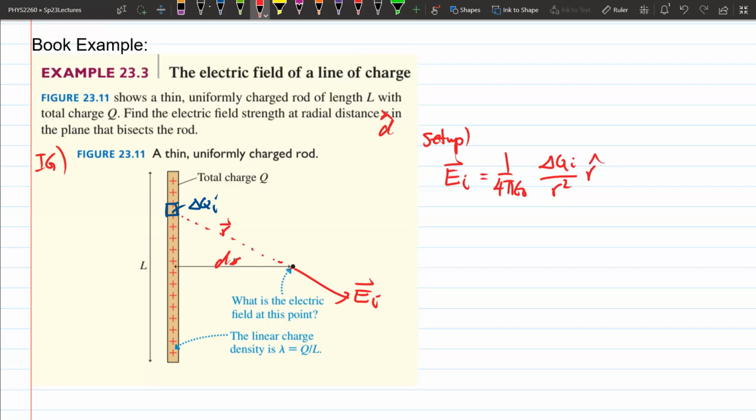But that's for a point charge, only for one charge. In order for me to calculate the electric field for all the charges, I'm going to have to add up all the different electric fields. So the net electric field, E, the total electric field, is the sum of all the little tiny pieces of electric field I just wrote down.